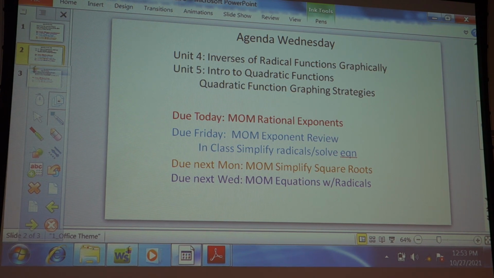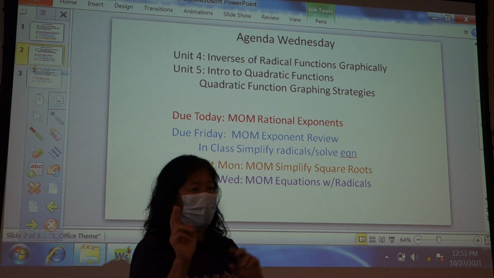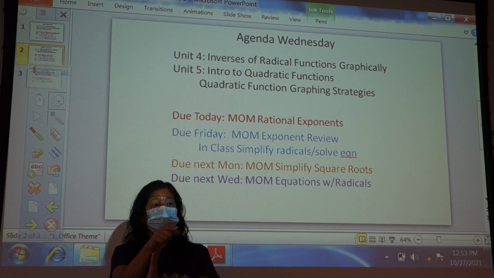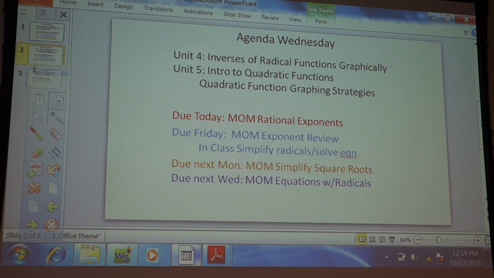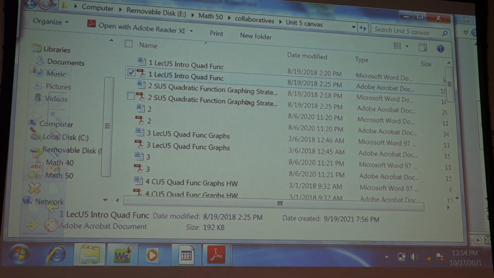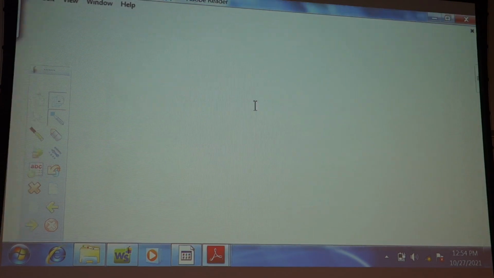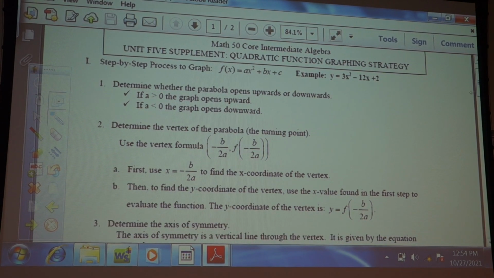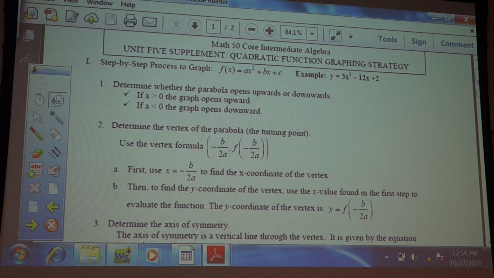So we're moving on to quadratic function graphing strategies. Remember how that first sheet on Unit 4 was kind of your Bible, that first page? This is going to be your Bible for graphing these. So hang on to this. This is going to be a super important page for you. This one is very, very important.